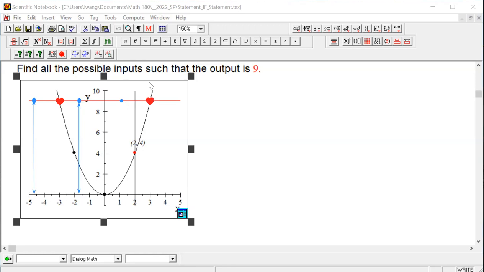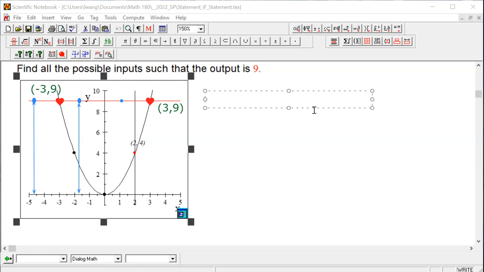Let's mark these 2 spots. The first spot, it tells us is (3, 9). And the next spot is (-3, 9). Okay. So what does this tell us? These 2 spots are on the curve. It tells us when the input is -3, the output is +9, or when the input is +3, the output is also 9.